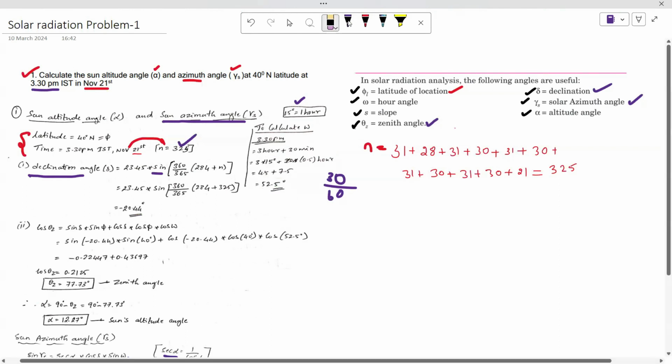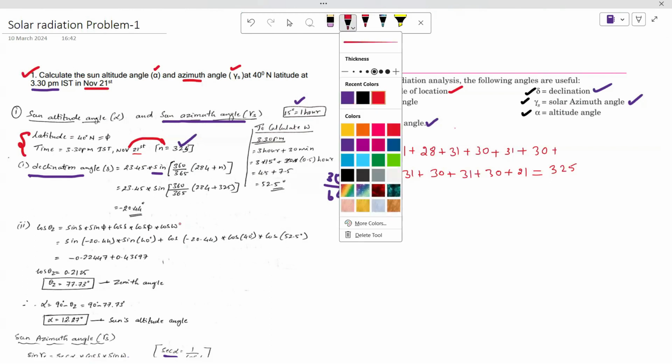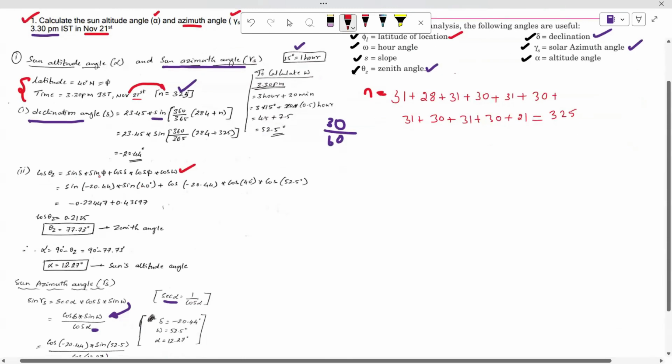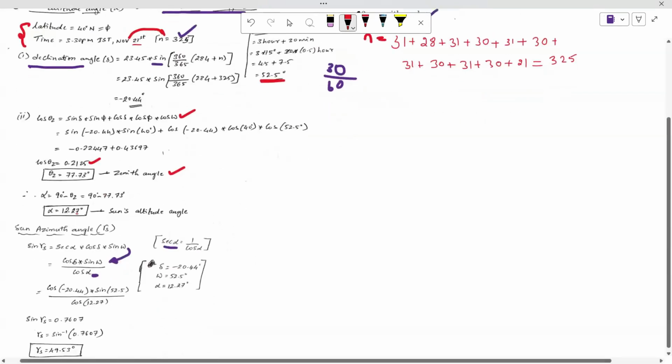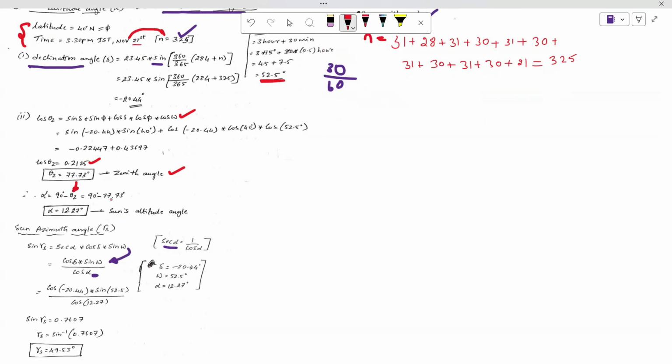After getting the omega value, just substitute in this formula: sin delta sin phi plus cos delta cos phi cos omega. The delta value is minus 20.44, the phi value is 40 degrees, which is given in the problem, and omega is 52.5, which we just calculated. After substituting, you will get cos theta z equal to 0.2125. So theta z is cos inverse of 0.2125, and you will get the zenith angle as 77.73. After getting this zenith angle, substitute here: 90 minus 77.73, and the alpha value, which is the sun's altitude angle, comes around 12.27 degrees.